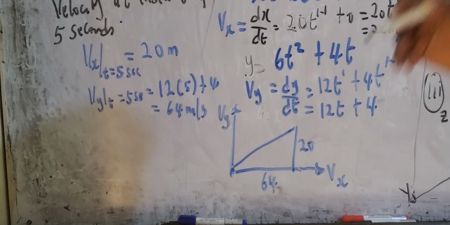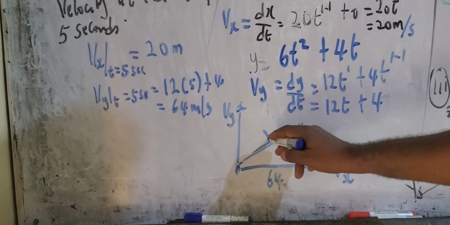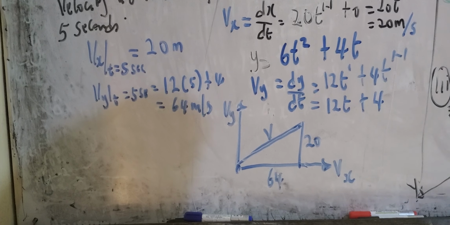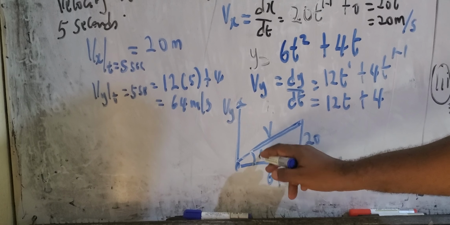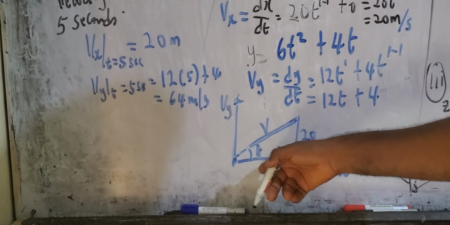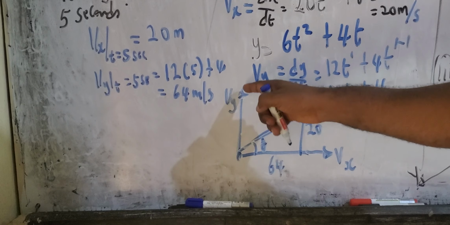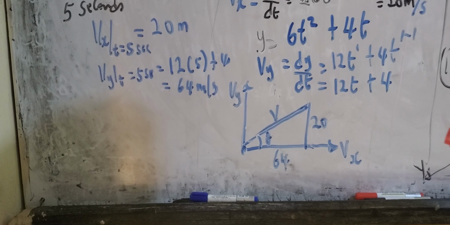So in a nutshell, the resultant velocity, which is v, according to Pythagoras theorem, makes an angle theta with respect to the horizontal axis, and angle 90 minus theta with respect to the vertical axis. But I'm using this angle theta to get the direction.